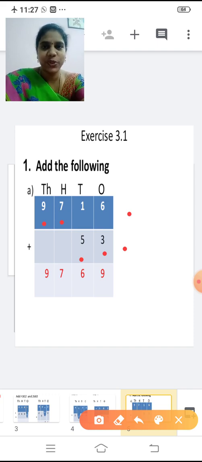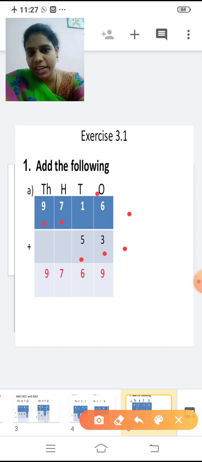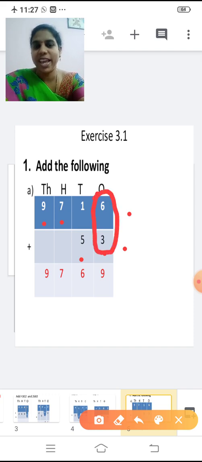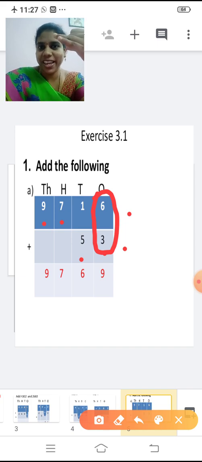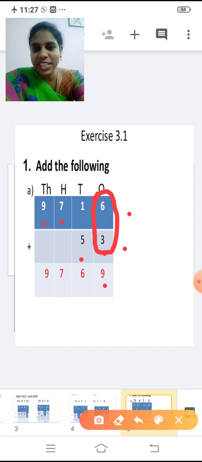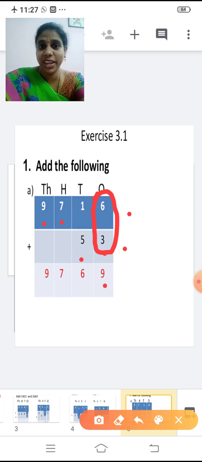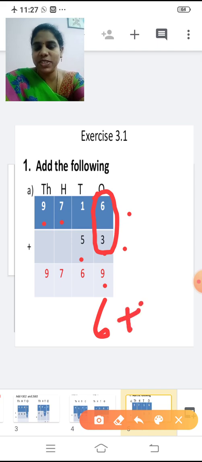First what we have to do? First we have to take the ones place, right? So first take 6 and 3. Add 6 plus 3. 6 in the mind, 3 in the finger. After 6, 7, 8, 9. So write 9 down. 6 plus 3, 9, right? 6 plus 3 is 9. So write it below the ones place.